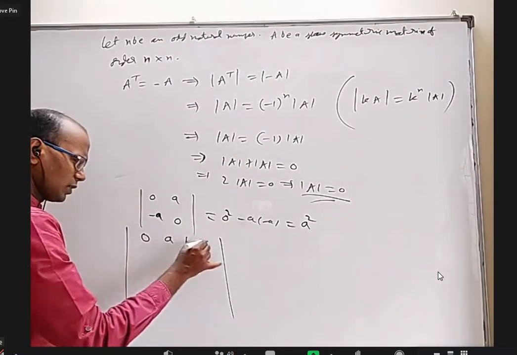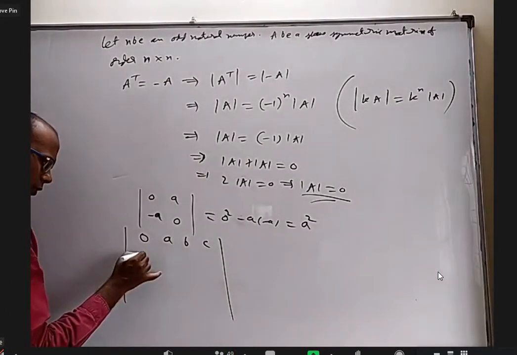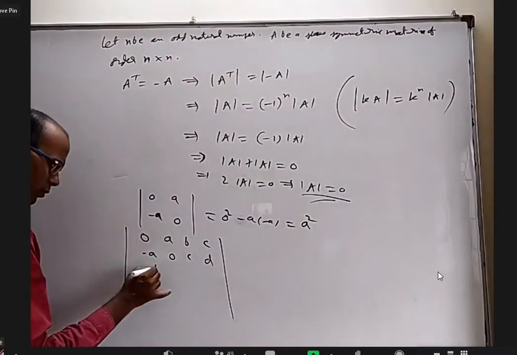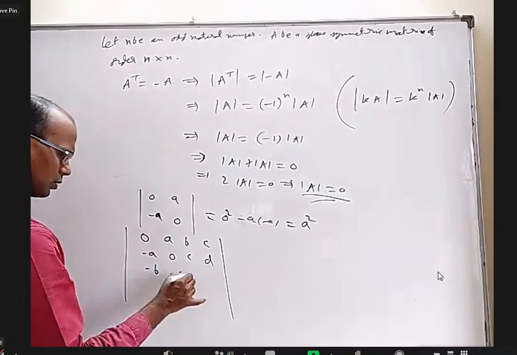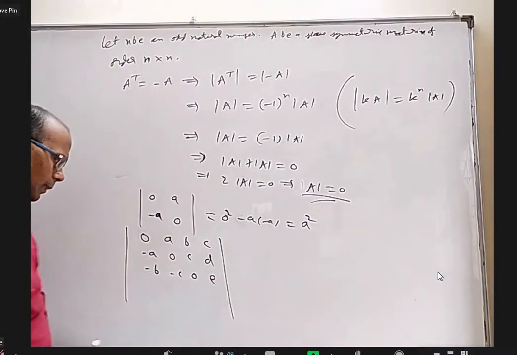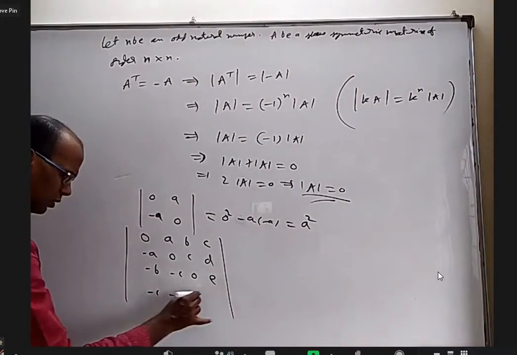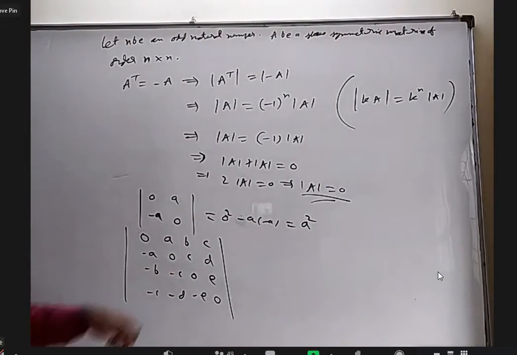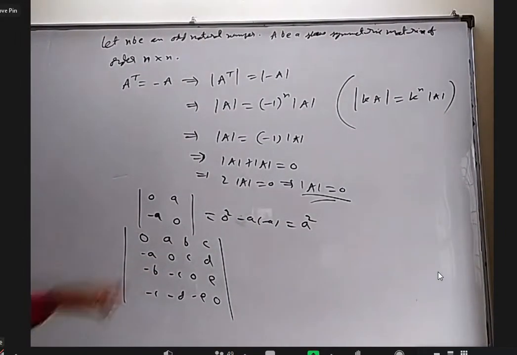0, A, B, C. Minus A, 0, C, D. Minus B, minus C, 0, E. Minus C, minus D, minus C, 0. Earlier, I gave you some idea about how to expand a 3 by 3 determinant. Based on that, try to find this answer. Even if it takes time, do it.